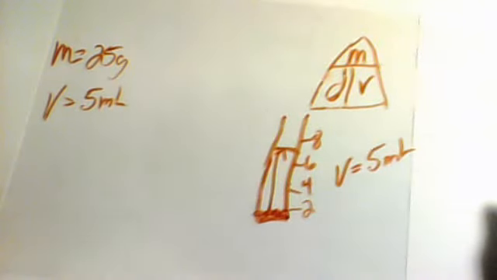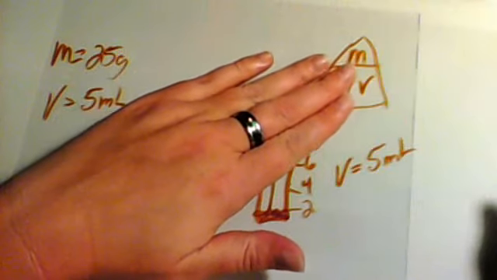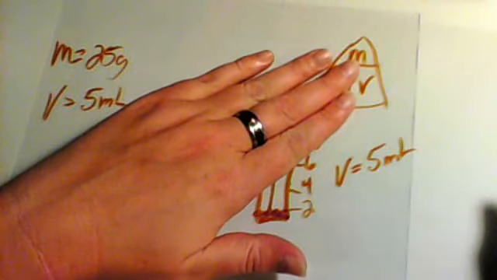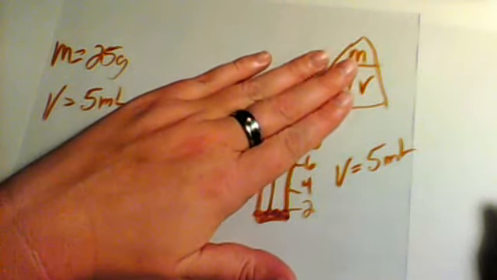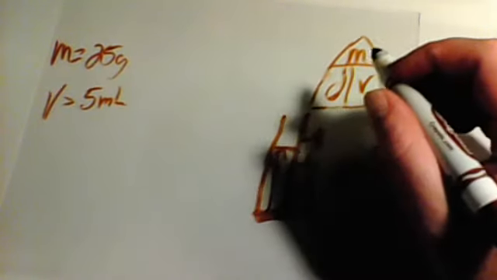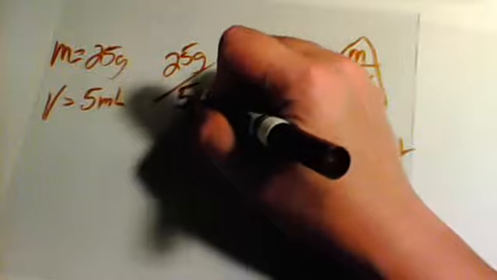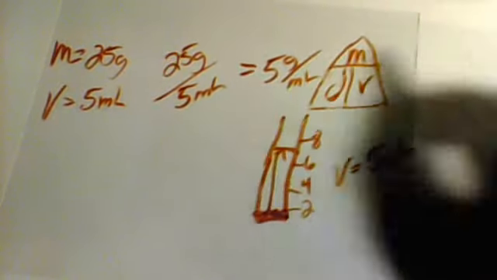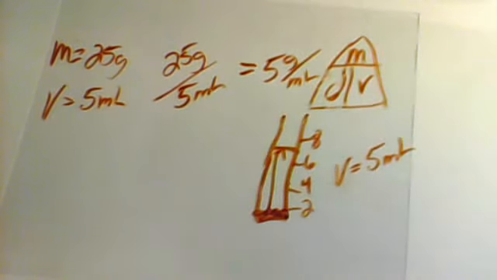What is the density? So same process again. Mass divided by volume, because I'm looking for density. So if I have mass divided by volume, then we have 25 grams divided by 5 milliliters. That is equal to 5 grams per milliliter. So that is how you would work that question.